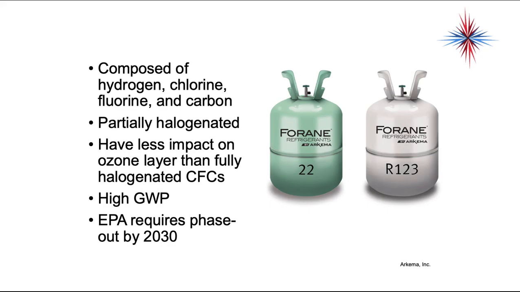The next line of refrigerants were the HCFCs: hydrogen, chlorine, fluorine, and carbon. They're partially halogenated. They have less of an impact on the ozone layer than fully halogenated CFCs, but they have a high GWP. EPA is requiring phase out of these by 2030. R22 and R123. The primary use of R22 was in comfort cooling, air conditioning.